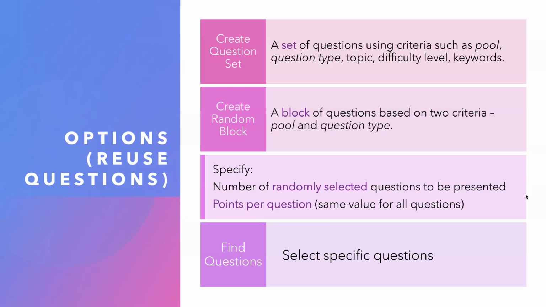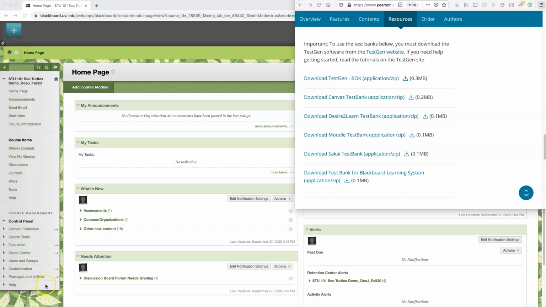Finally, the find questions option. Here, we can select specific questions individually from the question pool. And then once they are in the test, we can edit them like you would any other question. Let us now set up a test in Blackboard using a test pool from a publisher.